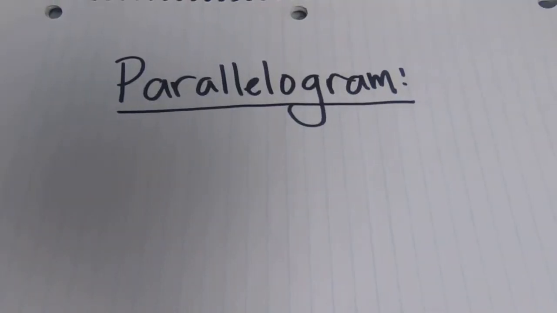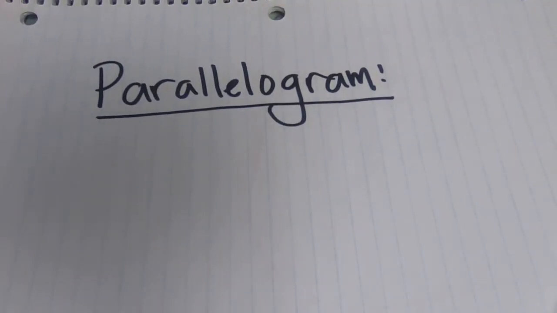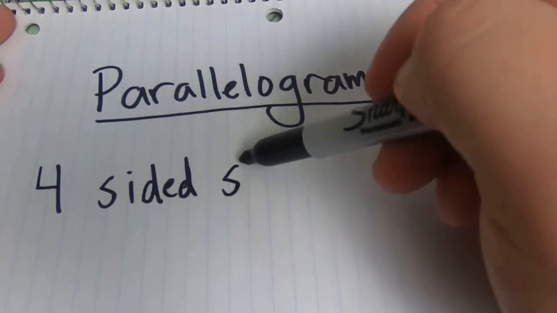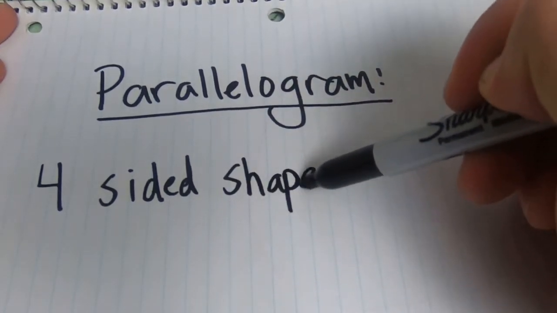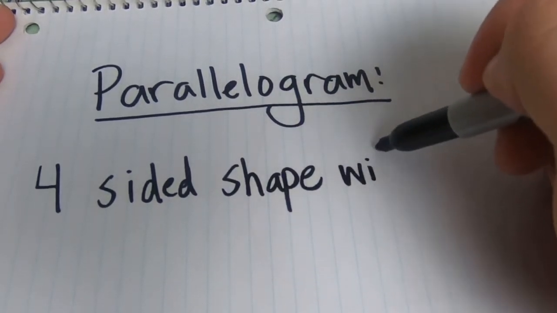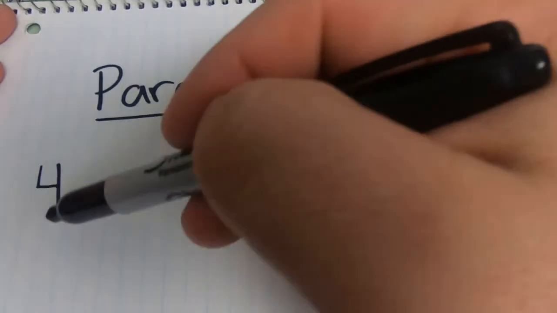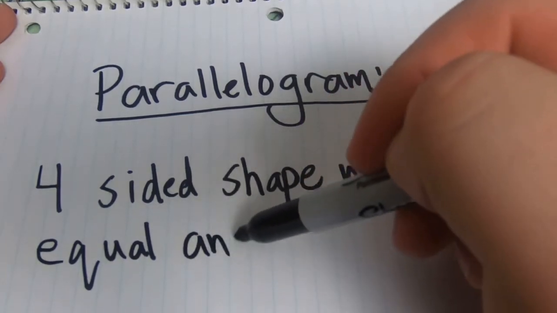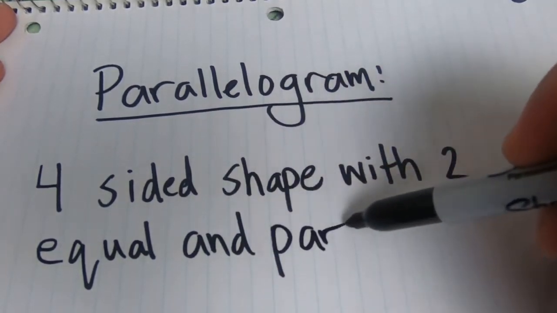Now, this is a very fancy word for something that you see all the time in your everyday life. So a parallelogram is simply a 4-sided shape with 2 equal and parallel sides.